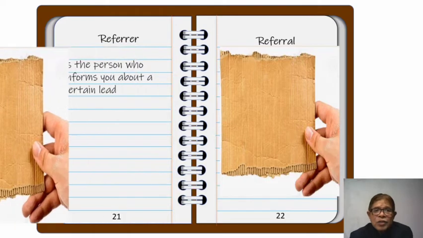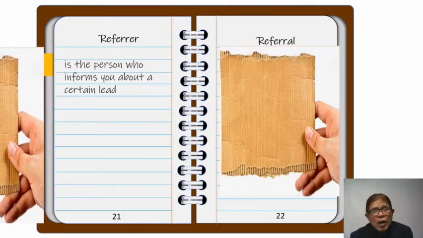A referrer is the person who informs you about a certain lead. One important role of a salesperson or broker is to network with a lot of referrers who can inform you about certain leads, such as your friends and relatives, security guards of subdivisions, etc. Because prospects ask them, and they cannot provide the information needed by your buyer.